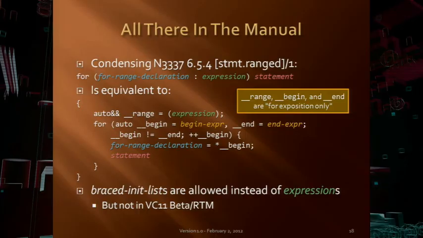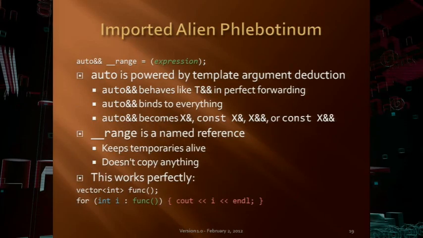So what does this auto-ref underscore range thing do? Well, auto is powered by template argument deduction. And that means that this auto-ref will bind to everything. It'll bind to lvalues, rvalues, modifiable things, const things. And it keeps them alive because it's a named reference. And it doesn't do any copies.